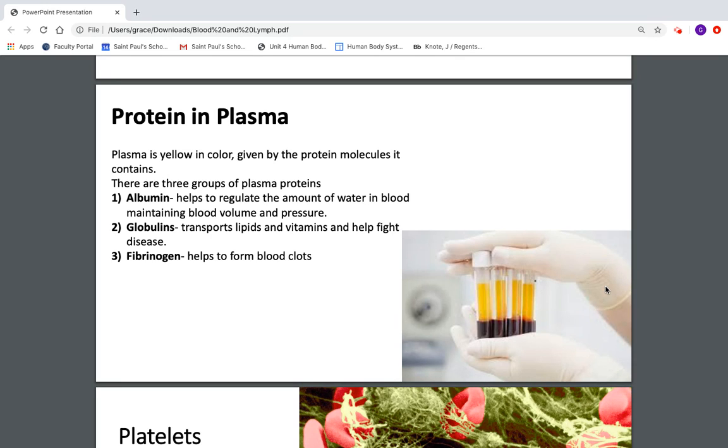A second type are globulins. Different types of globulins transport lipids and vitamins. Others help to fight disease. So some proteins in plasma are actually involved in the immune system and the immune response. And then fibrinogen, this is a type of protein that helps to form blood clots. So it's also involved in our immune response.